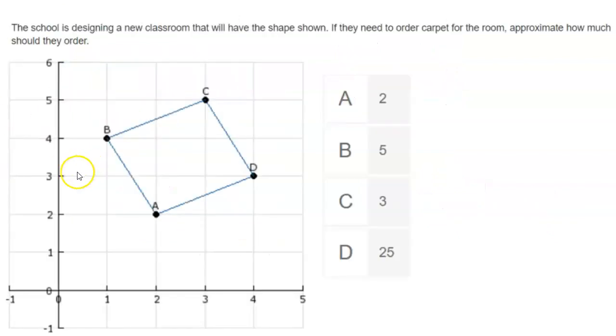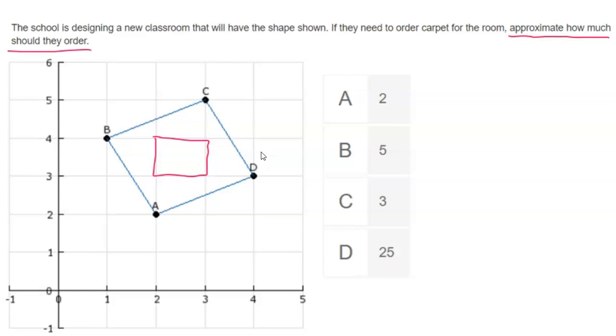I'm not going to give the answers away on the video, but you see what I'm saying. All right, let's do this one. Now, this one's a little bit different. This one's not a perfect exact match, but I wanted to show you a couple of things in this example. It says approximate how much they should order. They're ordering based on how many squares are within this shape, right? So we need to know approximately how much they should order. Each one of these squares here is one square unit of some sort.